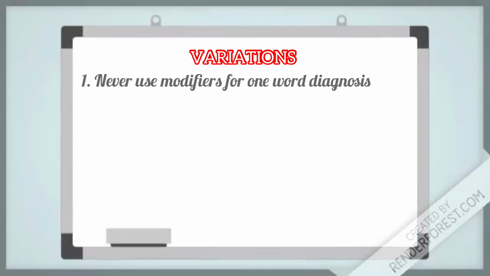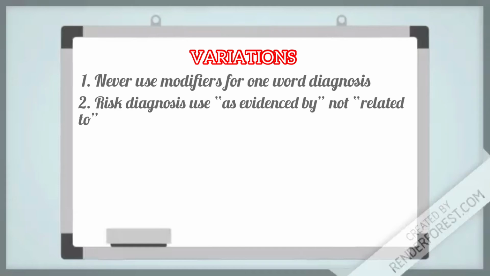And then for the second exemption, always understand that risk diagnosis uses as evidenced by instead of related to, which differentiates the two different statements. Risk diagnoses do not have an etiology or cause, but they have risk factors. Always bear that in mind. They do not have etiology or cause, but they have risk factors.